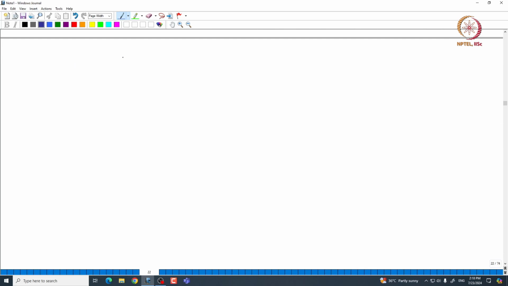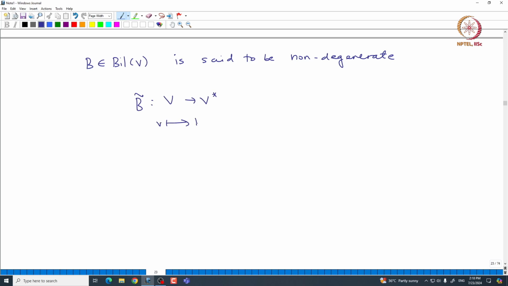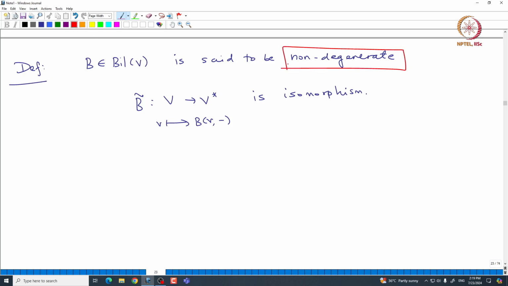We can define what is called non-degeneracy. A given bilinear form is said to be non-degenerate if, looking at B tilde, the map from V to V star given by v goes to B(v, ·) is an isomorphism. This is the definition of non-degeneracy. There are many characterizations of non-degeneracy, and this is one of them.